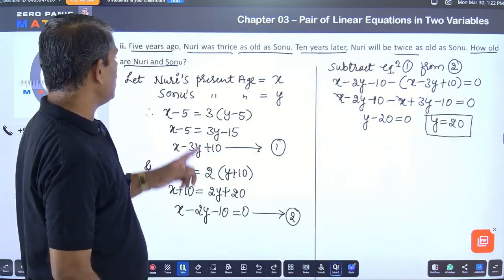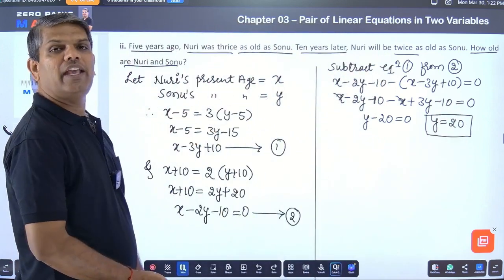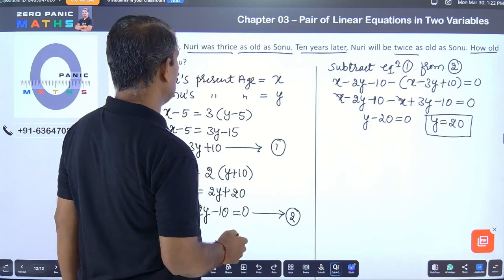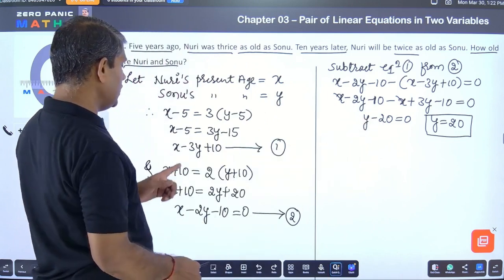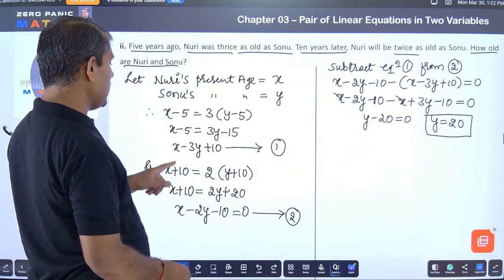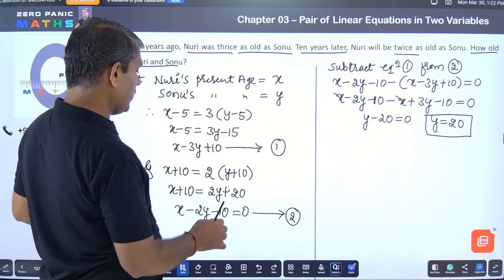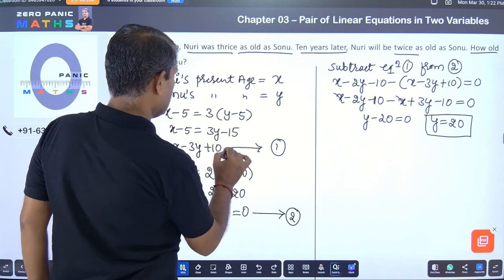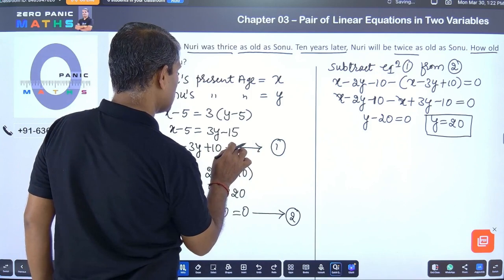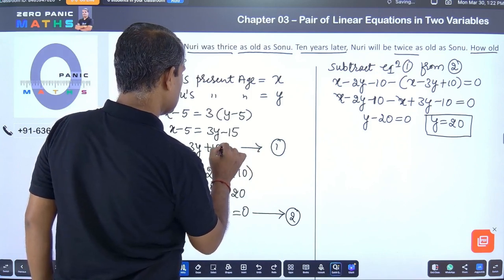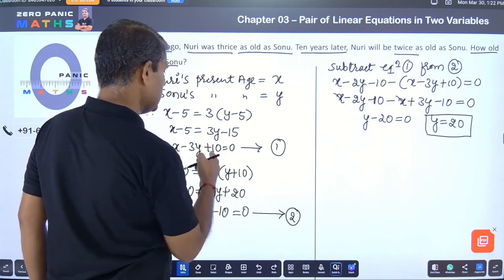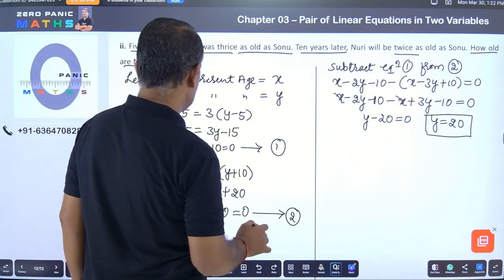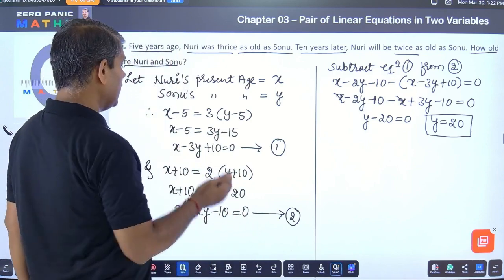That is the age of Sonu, because y is the age of Sonu. Now let us find the age of Noori by substituting y in any of these equations. I can substitute that into equation 1. Sorry, here it is equal to 0. I actually forgot to write is equal to 0 here. Is equal to 0 is the equation, because if you are taking all this to this side. Okay, sorry about that.